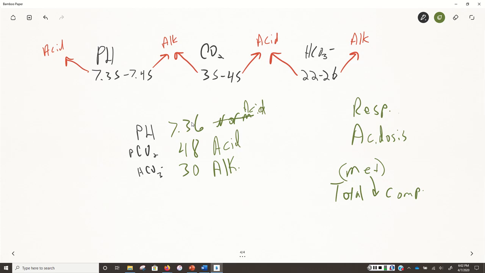Now, this compensation, it doesn't fix the problem. It doesn't fix the cause. It just brings the pH back to within the normal range. There's still the underlying issue. In this case, respiratory acidosis. We've said a few times now, that's something like COPD or asthma, something like that. So the underlying problem is still there. It's just we've fixed the pH imbalance because of the total metabolic compensation.